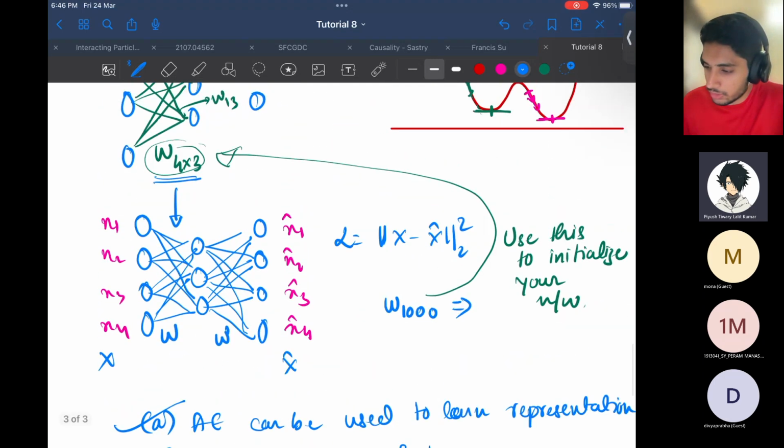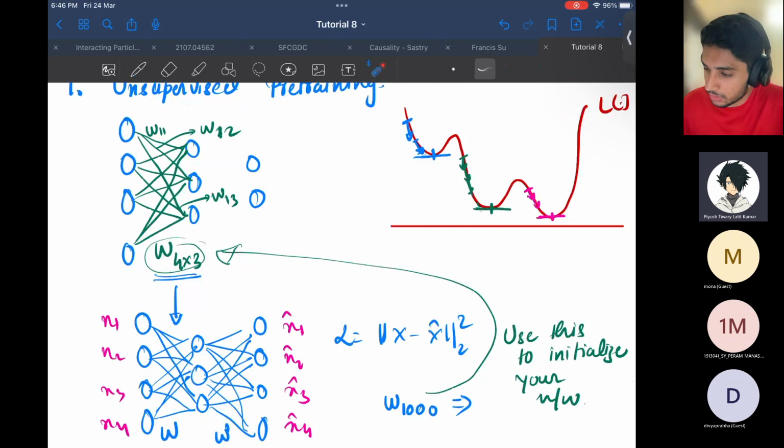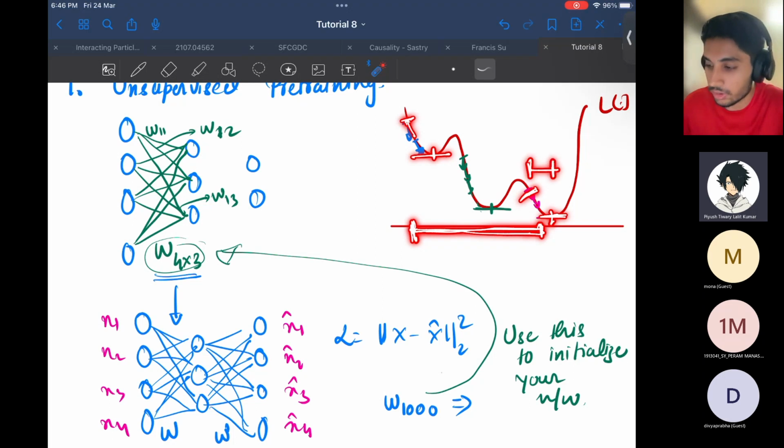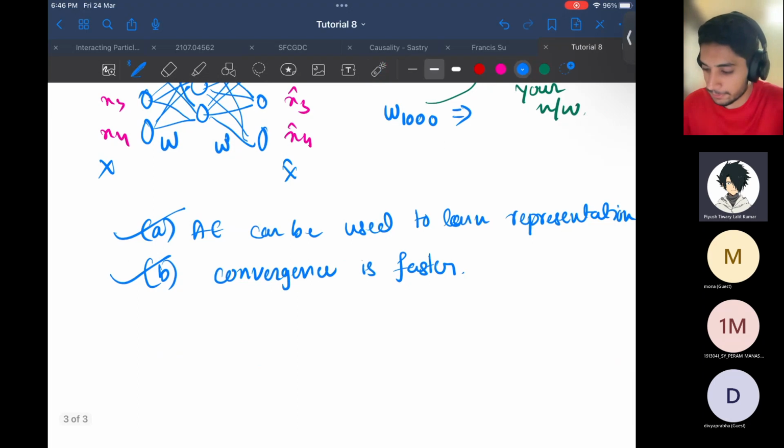Why is this correct? Because the whole idea is that unsupervised pre-training should give you something which is already close to your minima. Otherwise, if it is far from your minima, either you will get stuck in a local minima, or you will be very far away from the optima. If you started randomly, this is what your distance from your optimal minima is. However, if you started from pre-training, this is what your distance from optimal minima is. So this is also a correct statement. So B is also fine.